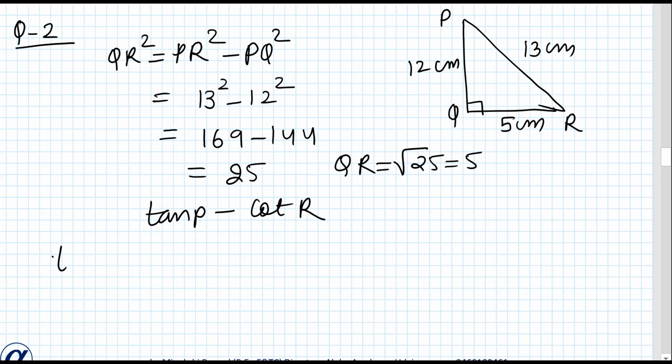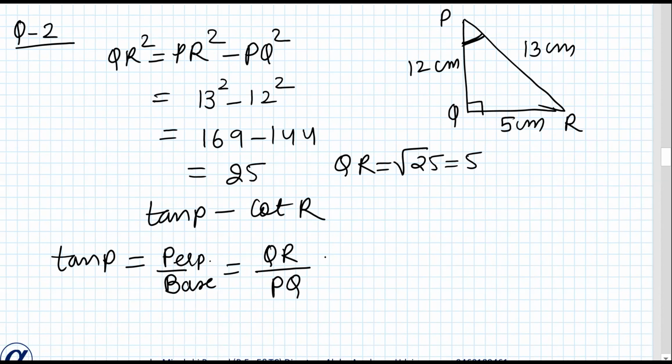So tan P. Now if angle P is under consideration, what is tan P? Perpendicular upon base, isn't it? Tan theta is perpendicular upon base. Now if angle P is under consideration, what is perpendicular? QR, 5, and base is PQ. So that is equal to 5 upon 12.